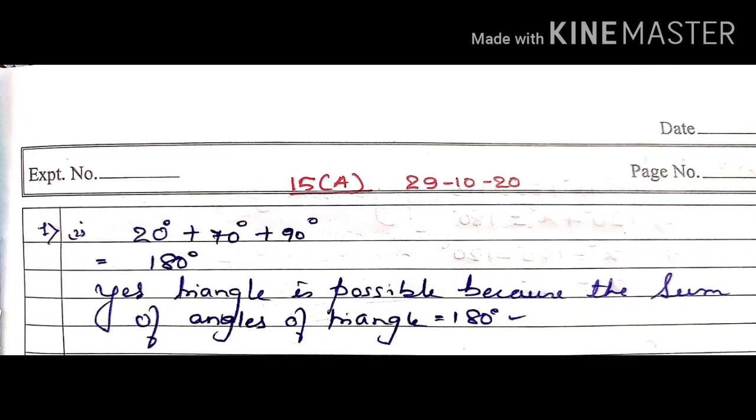Let us start exercise question number 1. Three angles are given and you have to state whether with the following three angles you can make a triangle or not, or whether the triangle is possible or not. So we will add all the three angles. If it comes to 180 degrees, then we will say yes, triangle is possible, because the sum of angles of a triangle is always 180 degrees. And if it is coming less than 180 degrees or more than 180 degrees, then you will write no, triangle is not possible.